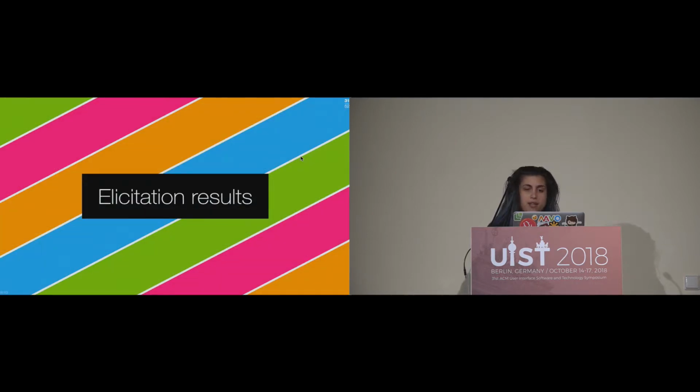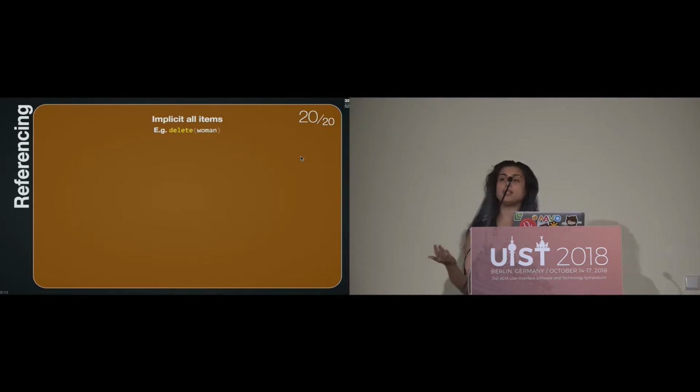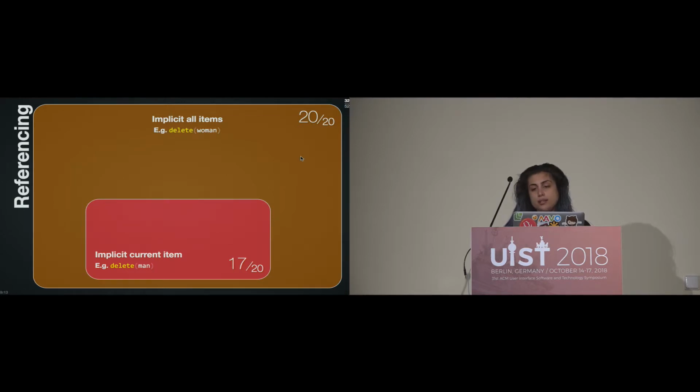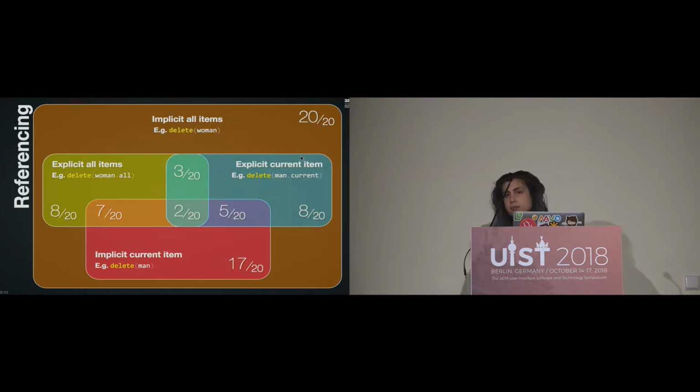So, for the first part, the elicitation, remember that I mentioned that in Mavo you can reference any property from anywhere, and depending on the placement of the expression, that's what determines its value. We call this implicit referencing, and all participants used implicit referencing for all items and the current item, most of them for the current item. However, some participants felt that they needed an extra keyword, like an all keyword to refer to all items, or a current keyword to refer to the current item. We call this explicit referencing.